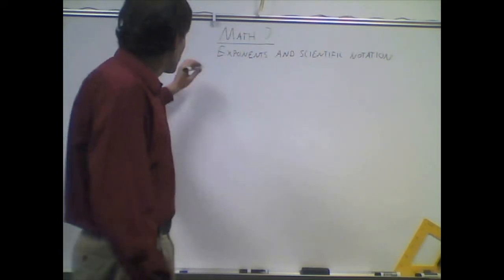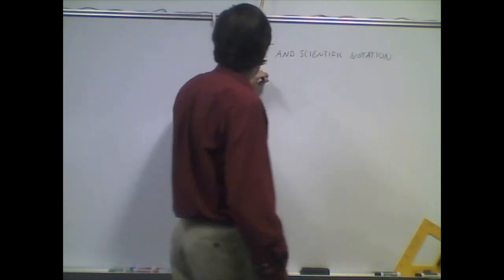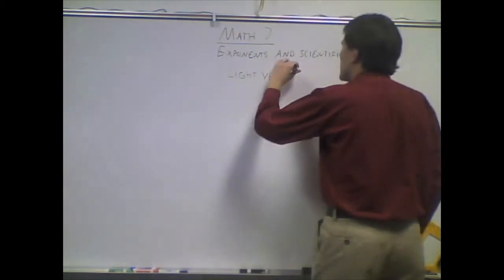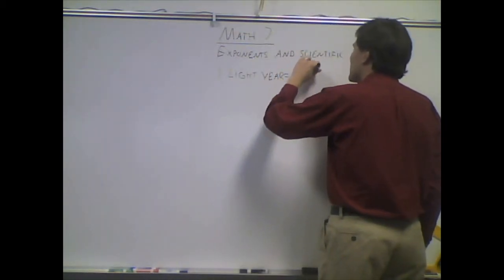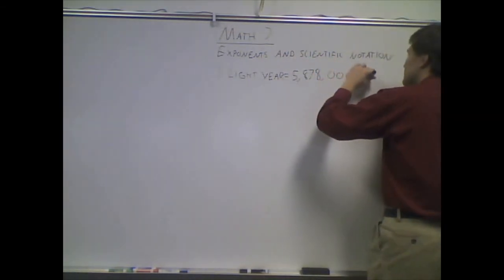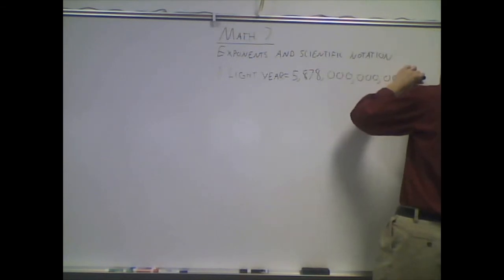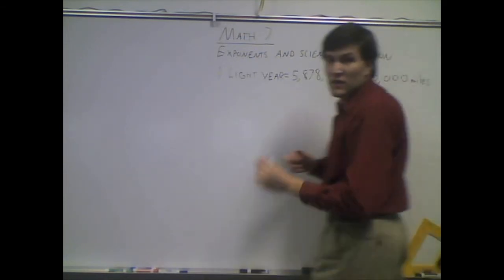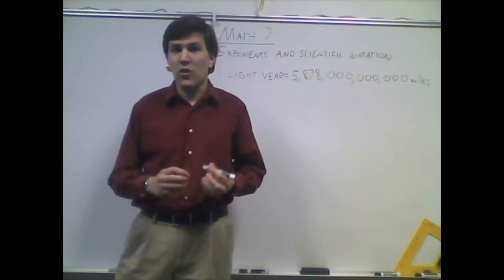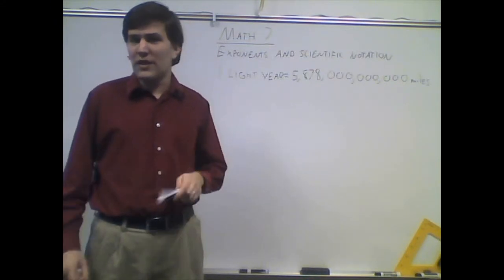So for an example, we're going to start with a light year. 1 light year is 5,878,000,000,000 miles. This has way too many zeros to work with in an easy way. So we rewrite it using powers of 10.